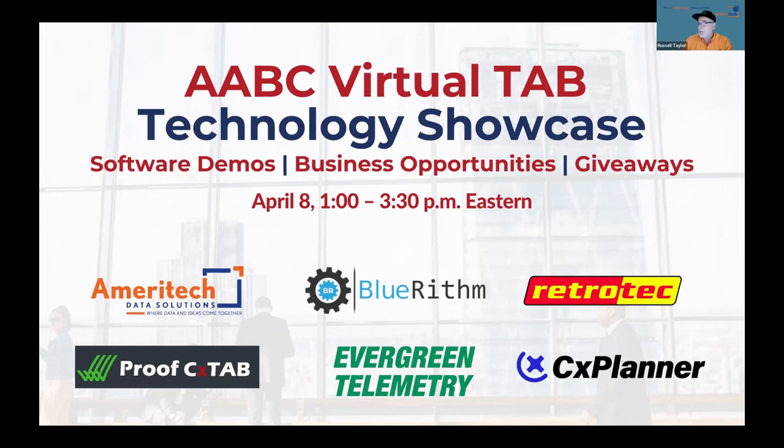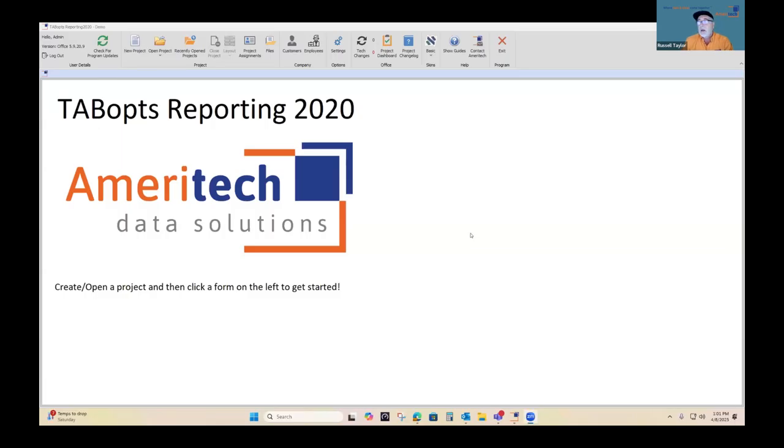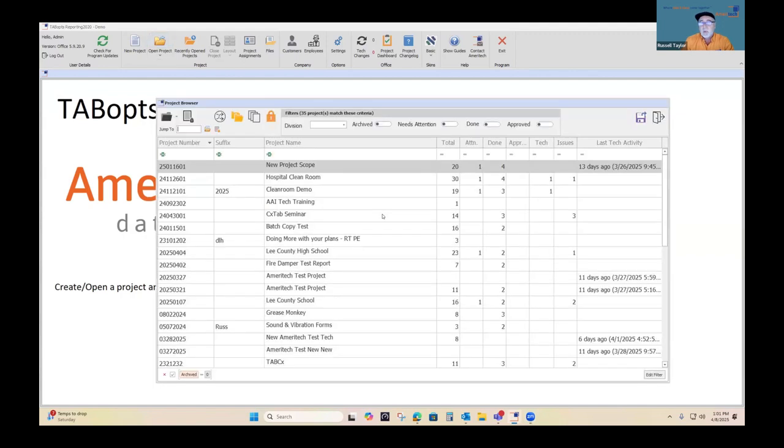Good afternoon, everyone. Once again, my name is Russell Taylor. I'm with Ameritech Data Solutions, and we'll be going over the TABopts reporting platform today. So I'm getting ready to share my screen. So in TABopts reporting, if you are using our other products, the TABopts project management, once a project is set up in TABopts project management, it would push that project information over and would actually set up the project in reporting for you. Here's some examples of the project numbers that come from project management.